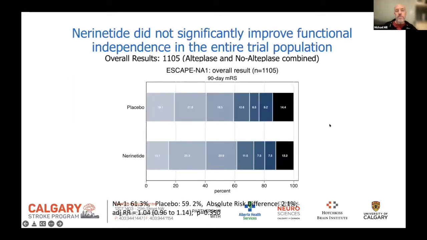Now we did this in humans, right? So we did this in ESCAPE. We moved on from that monkey model plus the ENACT trial to then look at it in humans. And we took patients with M1 occlusions who were getting an endovascular thrombectomy and randomized them to receive nerinotide or placebo, trying to mimic that monkey model.